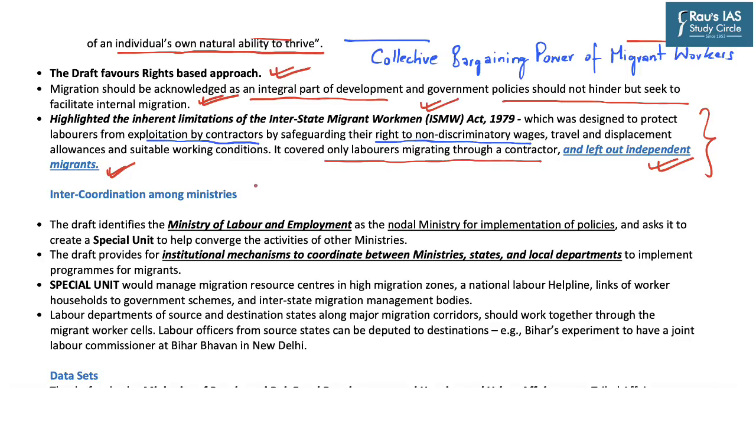Now, another aspect highlighted by NITI Aayog's draft is intercoordination among various ministries of the central government, state governments, and even at the local level. The draft identifies the Ministry of Labour and Employment as the nodal ministry to implement the policies with respect to interstate migrant workers, and has also asked the ministry to create a special unit to converge all the activities of other ministries.